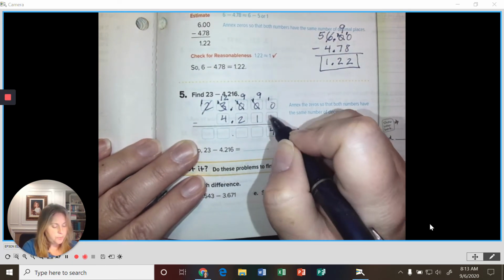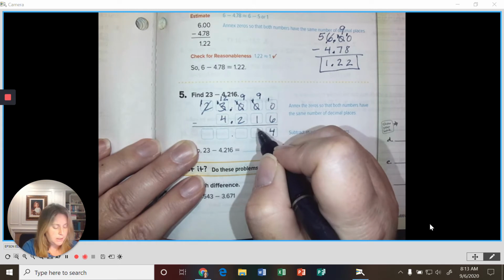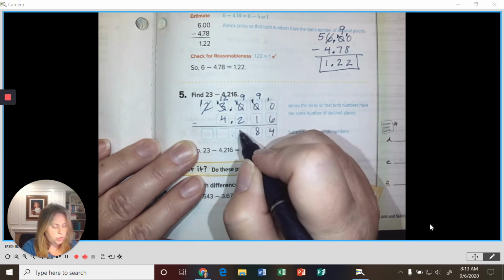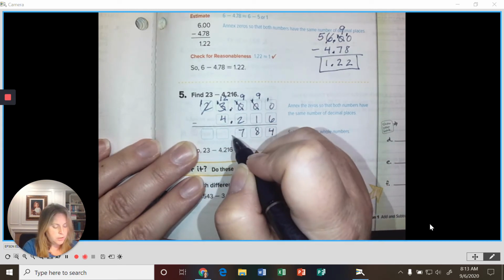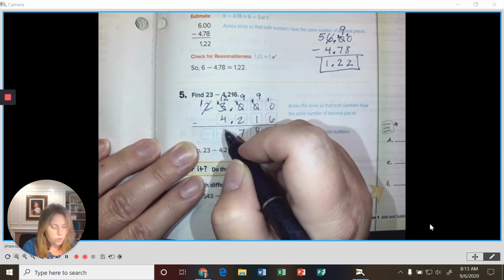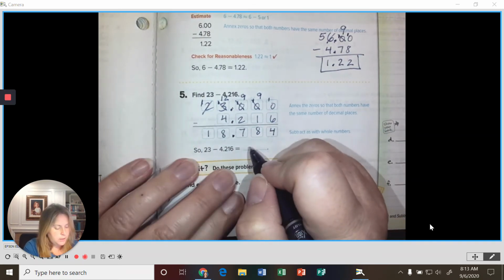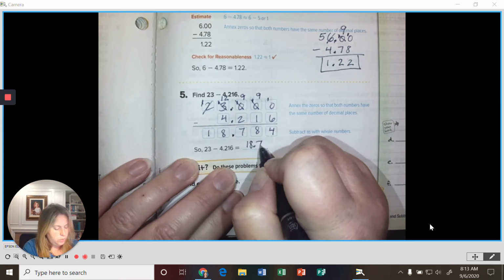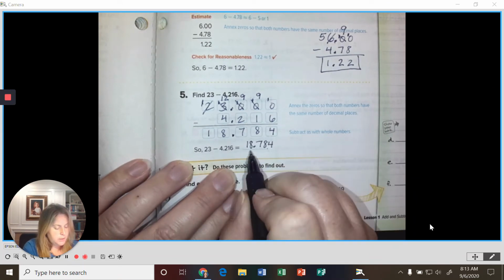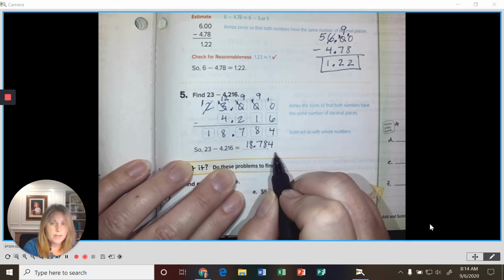10 minus 6 is 4. 9 minus 1 is 8. 9 minus 2 is 7. We lined up our decimals. 12 minus 4 is 8. And 1 minus nothing is 1. So we get 18.784. 18 and 784 thousandths.